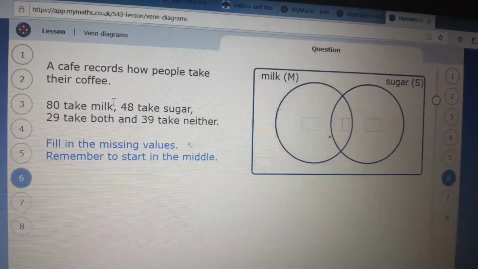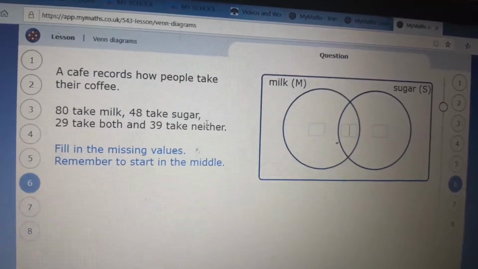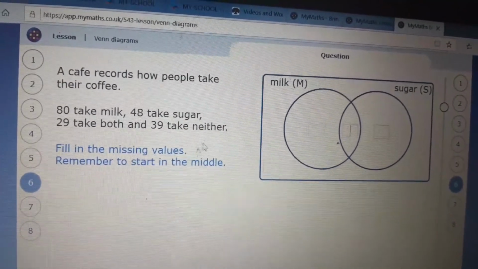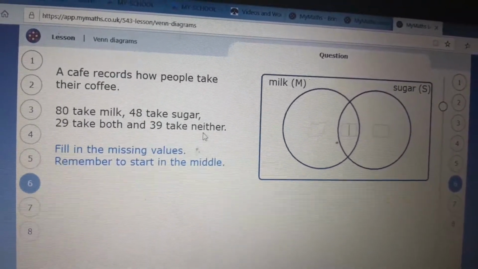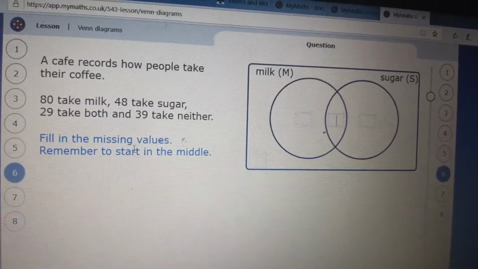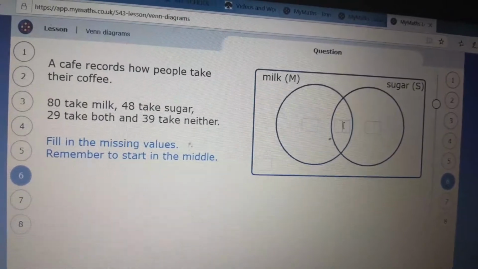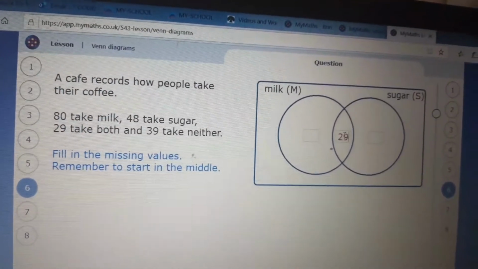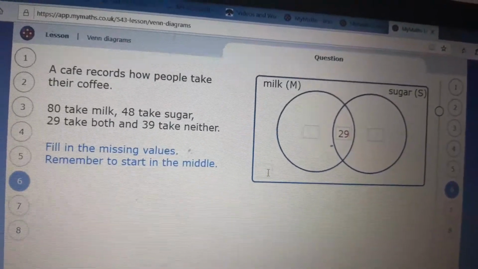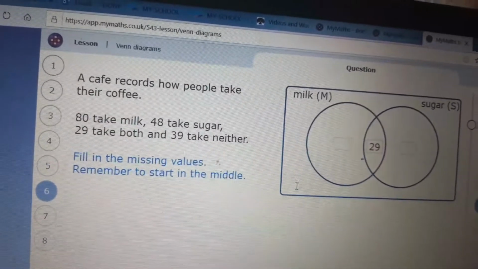The information that you get is that 80 people take milk, 48 people take sugar, 29 take both, and 39 take neither milk or sugar. So fill in the missing values. The first thing you can put in is the people that take both. That is in the middle here, so we'll put 29 in there. Then the people that take neither can go straight in: 39.